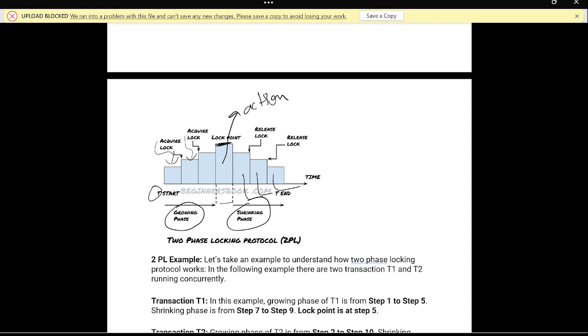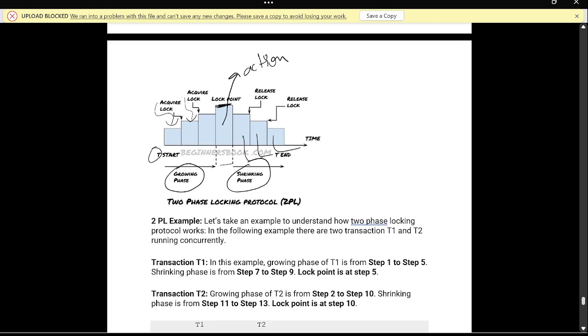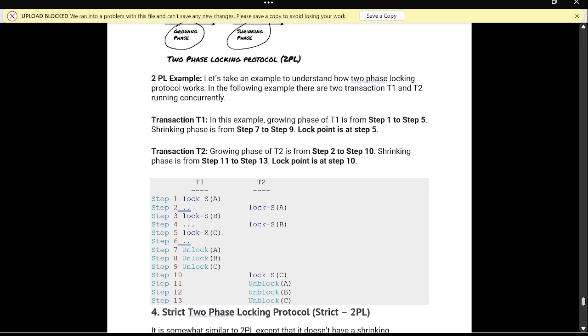And let's take an example to understand how the two-phase locking protocol works. In the following example, there are two transactions, T1 and T2. Here, T1 and T2 are running concurrently, simultaneously. So for transaction T1 in this example, the growing phase is this one, see, this is the growing phase.